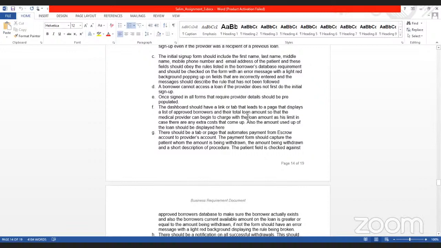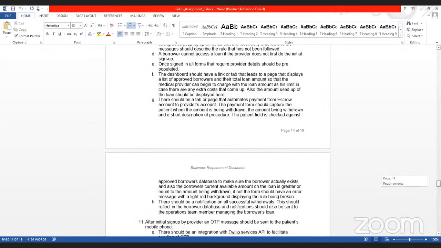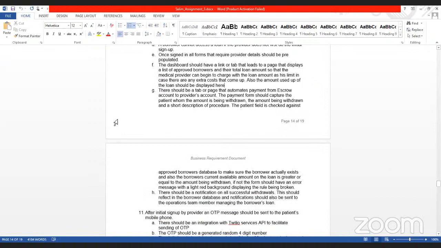Now the tabs. They should be able to have a list of the approved borrowers in their dashboard, so there should be a link so that they can see the approved borrowers and who they can start deductions from. They'll get a notification, obviously, but they should also have the list there so that they know, okay, with my 3 patients, I'm good to go on the deduction on the escrow.